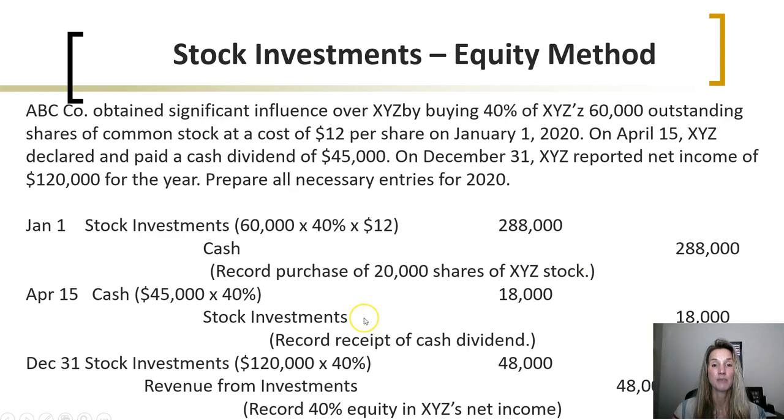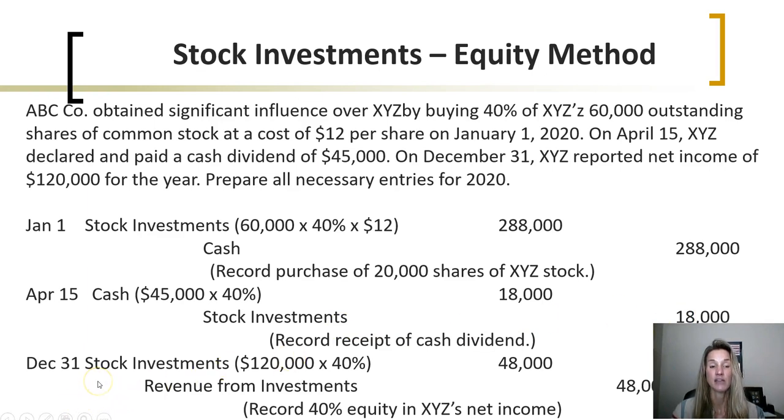When the dividends are paid by XYZ, XYZ is taking some of the value of their company, some of their retained earnings or accumulated earnings, and paying it out to investors. Thus, the value of the company is decreasing and the value of the investment to ABC is decreasing. So of the total amount paid, $45,000, 40% of the dividends belongs to ABC. So ABC will receive a cash dividend payment of $18,000, which decreases the value of its investment by $18,000. So we will credit it $18,000.